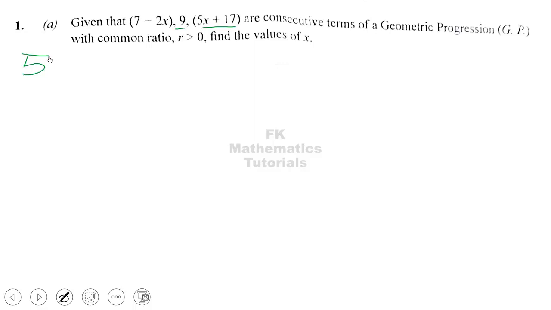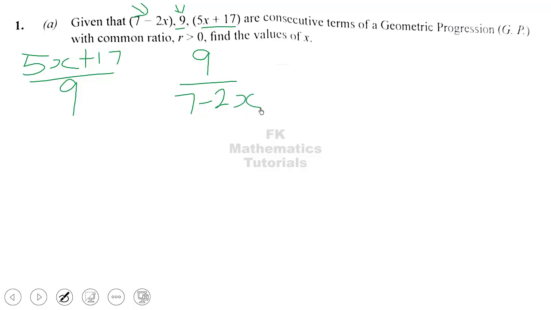So 5x plus 17 over 9. We can also find a common ratio using this and this. So that will be 9 over 7 minus 2x. Since they are all common ratios, they are equal. They are all giving us an equal value.